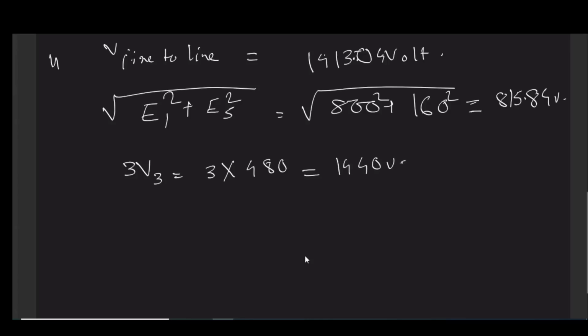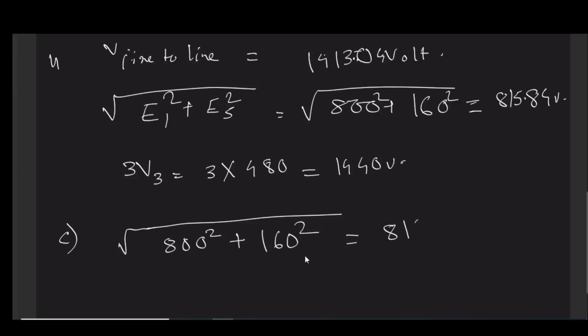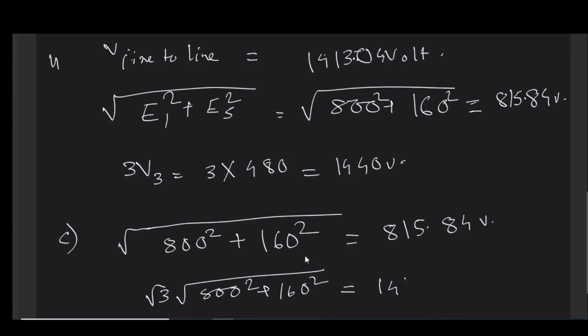Now see, if the primary neutral is connected to the source neutral and secondary is in star, then the primary neutral will always stabilize things, and your secondary will have 800 square plus 160 square, so it will be 815.84 volt, and secondary line voltage will be root 3 into root 800 square plus 160 square, that is 1413.04 volt. Fine.